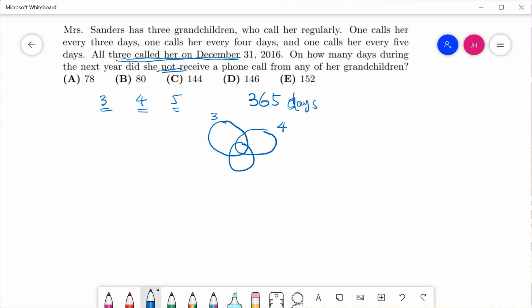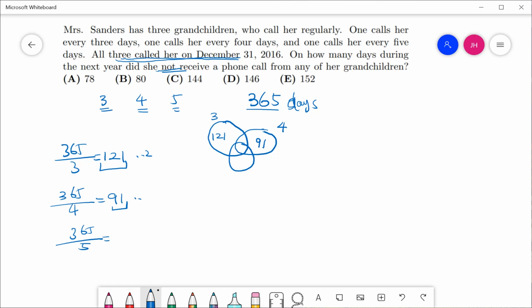Let's find how many days there are that at least 1 grandchild calls her. Okay? So within 365 days, how many of them are multiples of 3s? That's fairly straightforward. So it's 365 divided by 3. That'll be 121, and we have a remainder of 2. But that doesn't matter. Similarly, we have 365 divided by 4. So that's 91 days, with a remainder. 365 divided by 5, that's 73. And yes, so there are 73 multiples of 5.